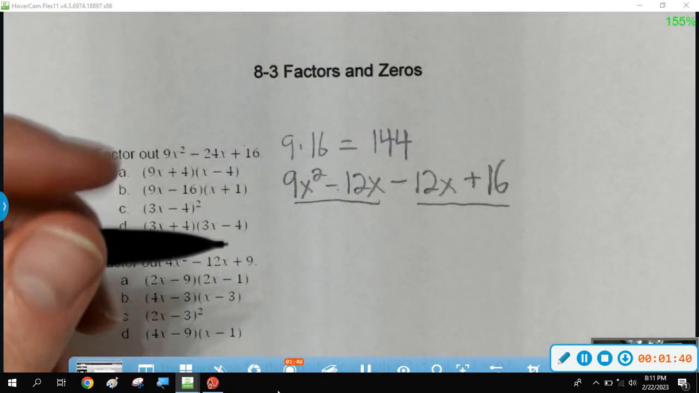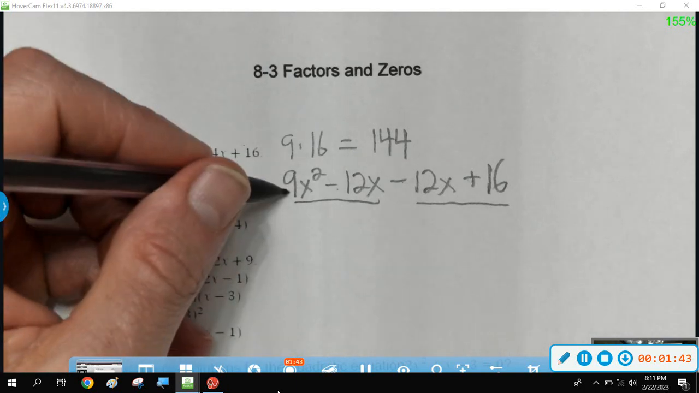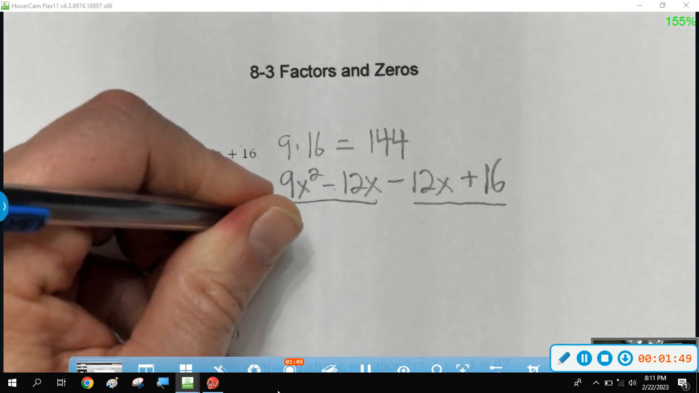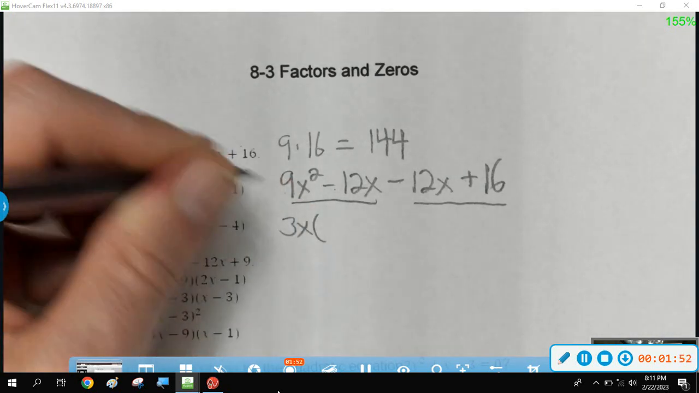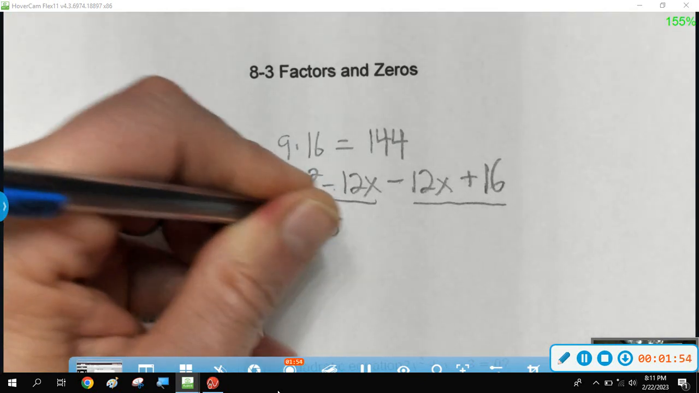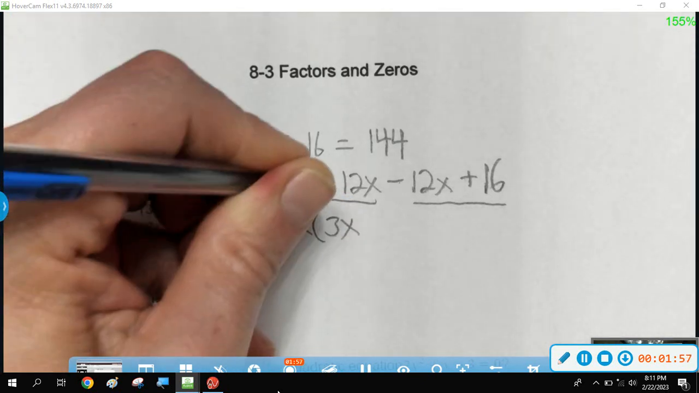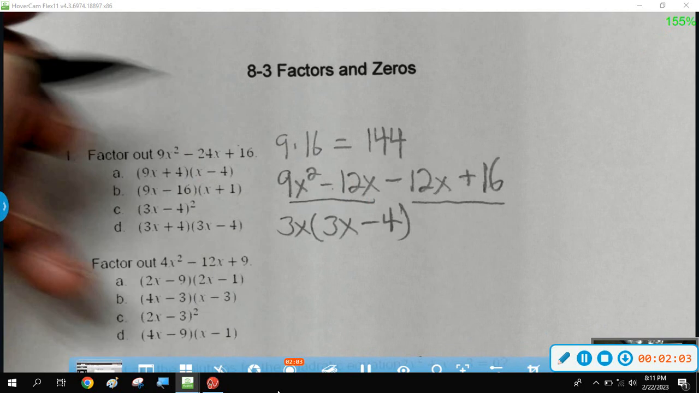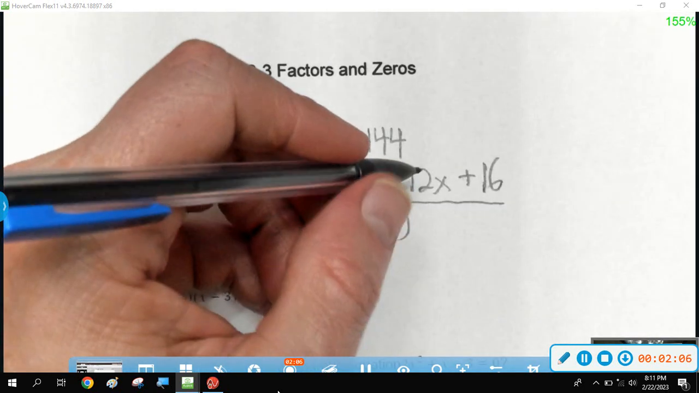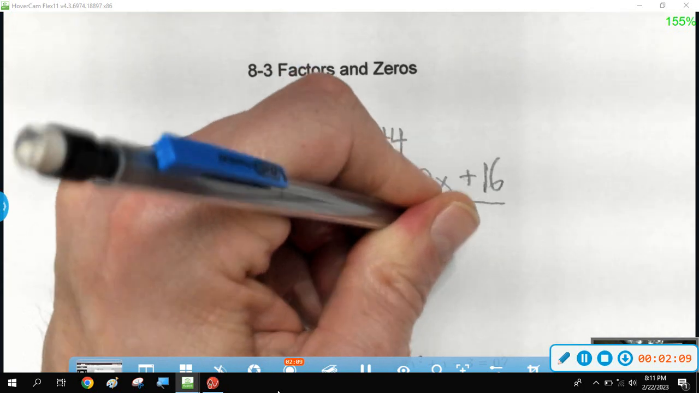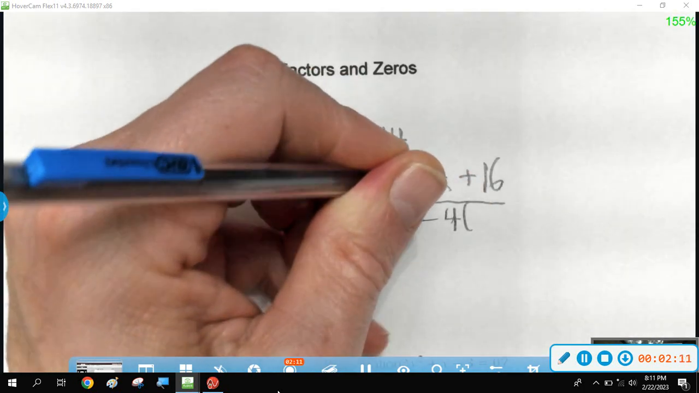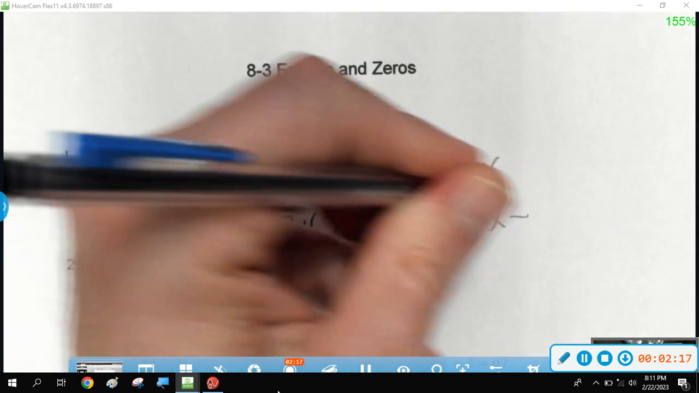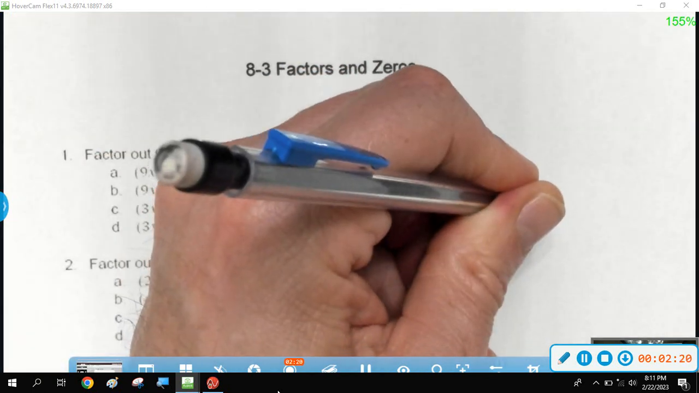And once that happens, I'll factor each one of them out individually. From here, I can pull out a 3 and an x. So I'll pull out a 3x. Once I do that, 9 divided by 3 is 3. Left with an x here. My sign is negative. 12 divided by 3 is 4, and the x cancels. For the next one now, since this leading term is negative, I'll pull out a negative 4 from here. 12 divided by 4, that's going to leave me with 3 and an x here. My sign now is going to be minus. Positive divided by negative. 16 divided by 4 is 4.